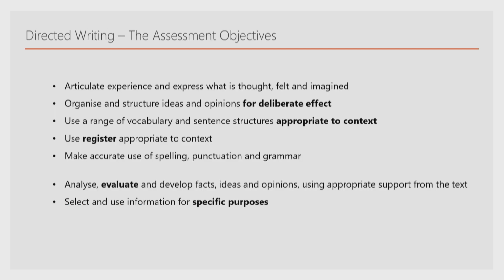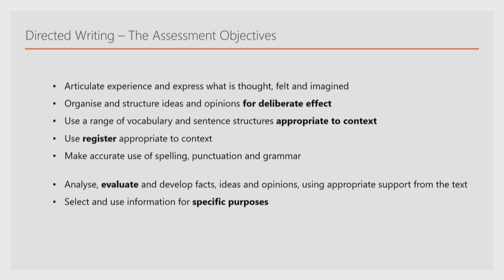The assessment objectives for directed writing are in 2 parts. Some objectives fall under writing and some under reading. Under writing, we have the following objectives: articulate experience and express what is thought, felt and imagined. Organize and structure ideas and opinions for deliberate effect. When we talk of deliberate effect, we mean, are you able to persuade or convince the reader? Are you able to defend your own opinion convincingly?